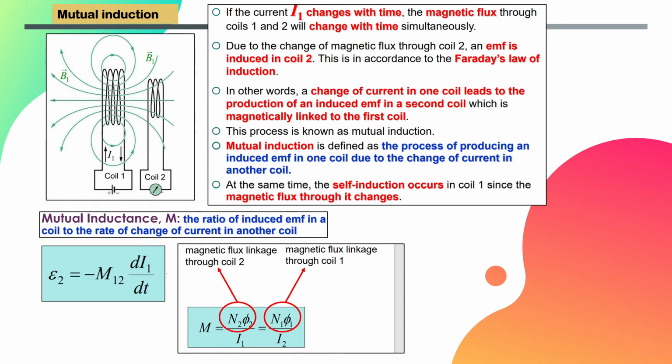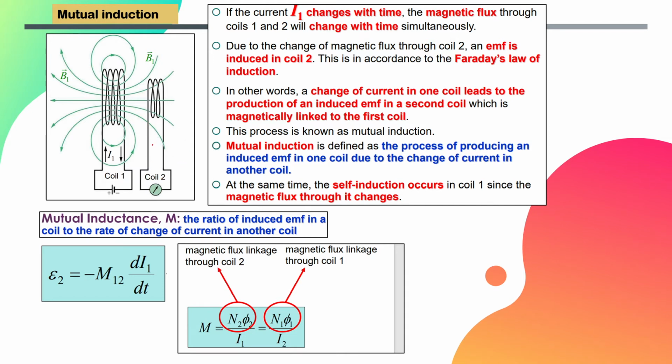If here we put a galvanometer in coil 2, let's say we try to connect the galvanometer in coil 2, you can see there is a deflection of the galvanometer because there is an induced current flowing in coil 2. So in other words, a change of current in one coil, this refers to coil 1, will lead to the production of an induced EMF in a second coil. So when there is a change of current in coil 1, it means there is an induced EMF produced in coil 2.